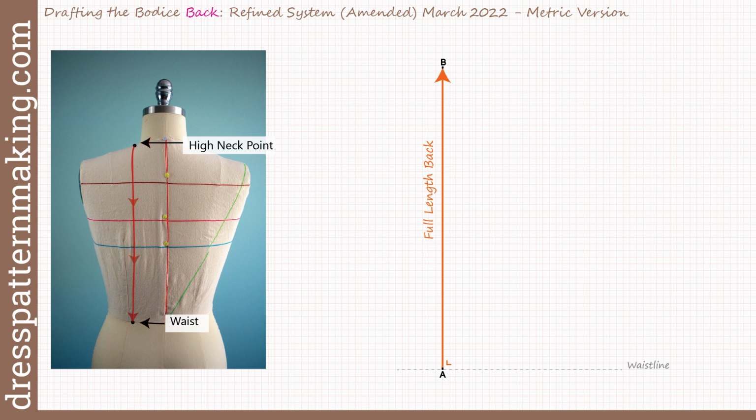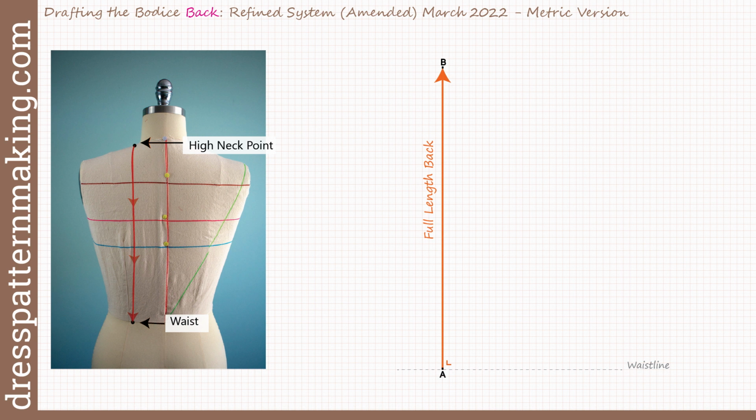So the first measurement is the full length back. This is actually measurement number 23 on my measurement chart. It's the first measurement in the back section. Using your full length back measurement, draw a vertical line from point A on your waistline up to point B. Make sure the vertical line is at right angles to the horizontal waist guideline.